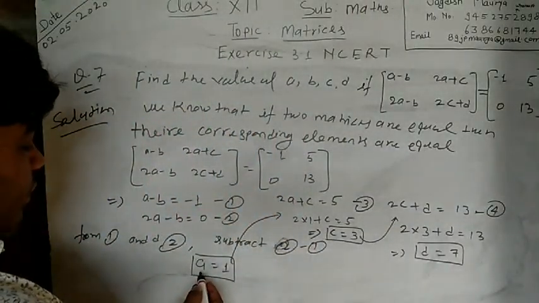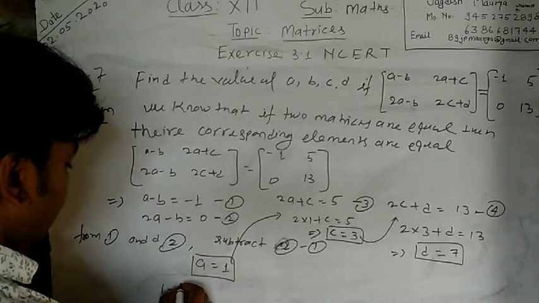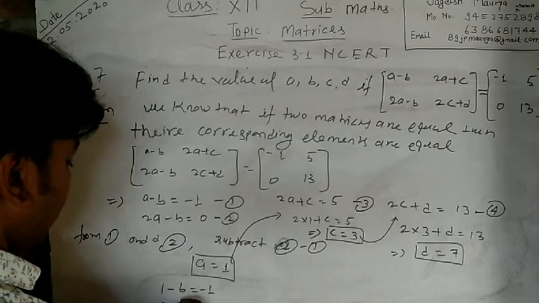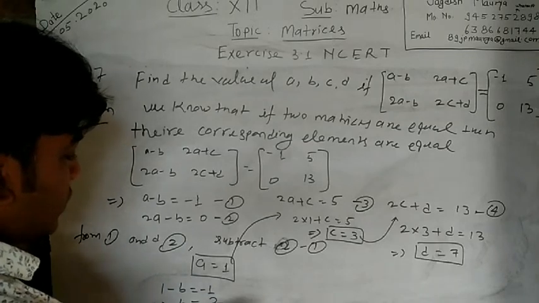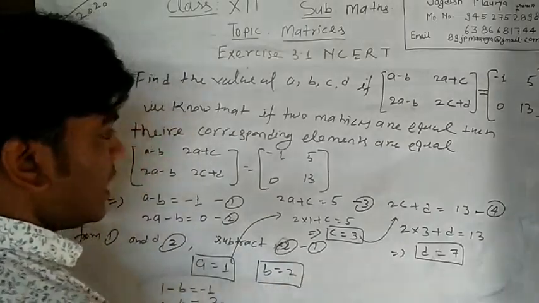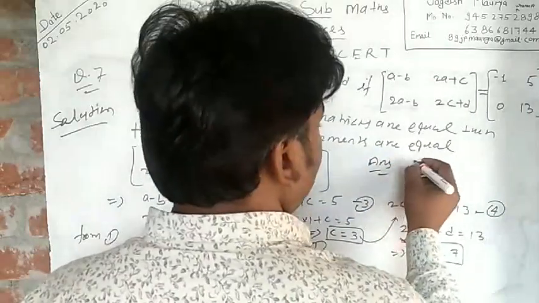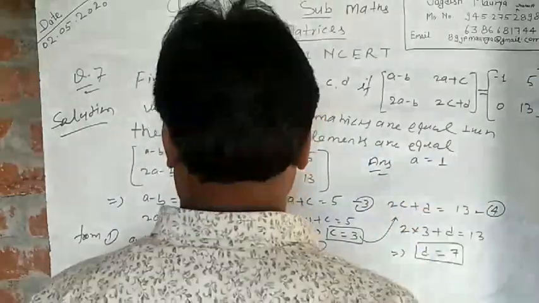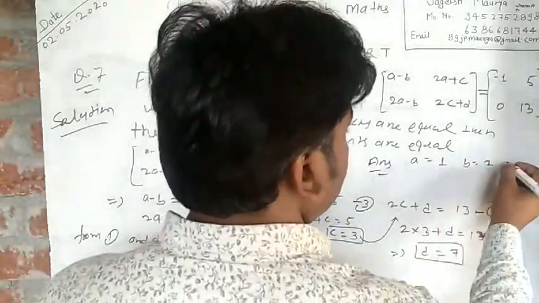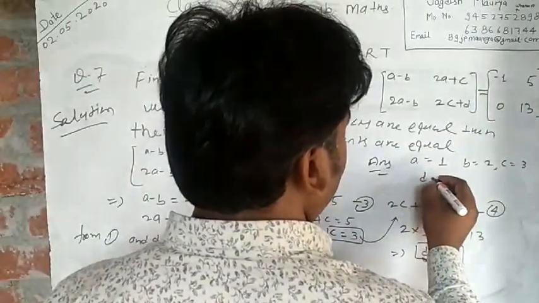Here if we put a equal to 1 in equation number 1, 1 minus b equal to minus 1. This implies that b equal to 2. Hence the answer is a equal to 1, b equal to 2, c equal to 3, and d equal to 7.